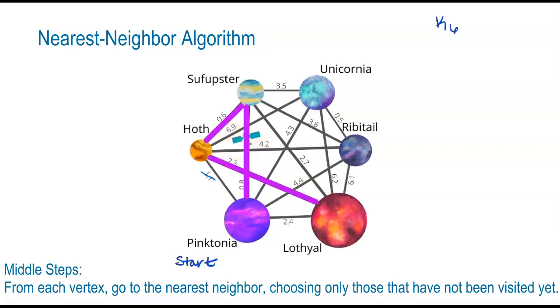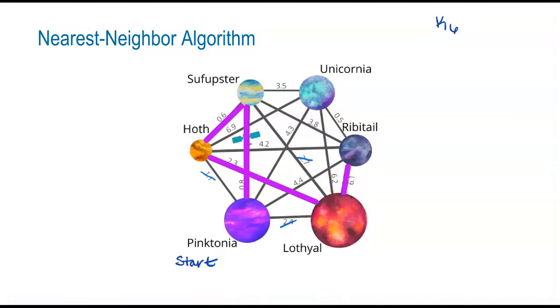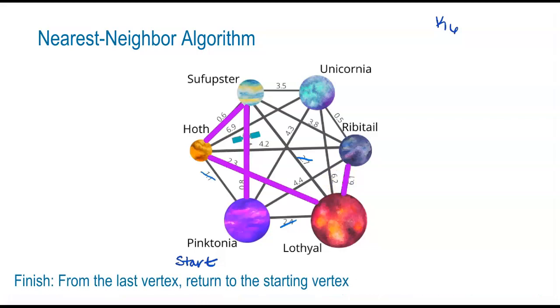Now from Lothial, we'll look at our options. Again, the least amount of years is to go back to Pincktonia, but we don't want to return back to Pincktonia until the very end. The next nearest is Cephupster, but since we've already been there as well, we need to choose between Unicornia and Rivetail, and Rivetail is closer. Notice that from Rivetail, we only have one option. We need to go to Unicornia and then back to Pincktonia.